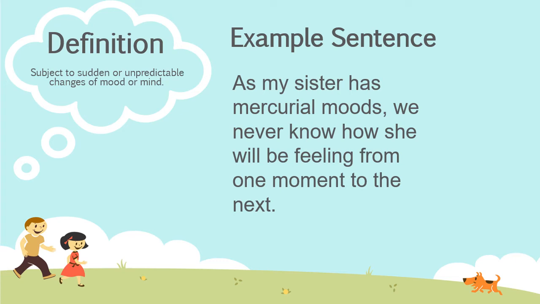As my sister has mercurial moods, we never know how she will be feeling from one moment to the next. Means that the person who wrote this sentence, his sister has mercurial moods, so they never know what she'll be feeling from one moment to the next. So that's how we use it in a sentence.